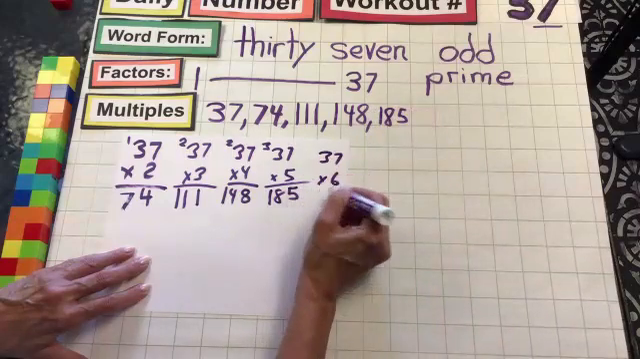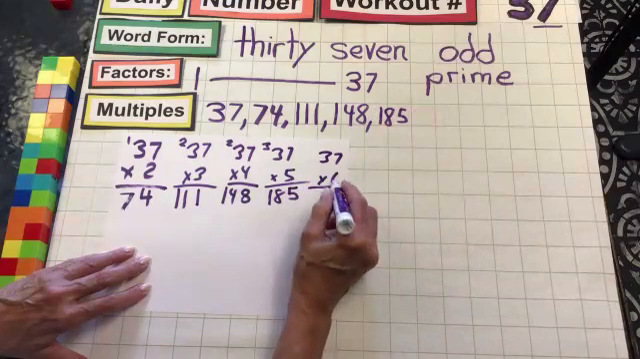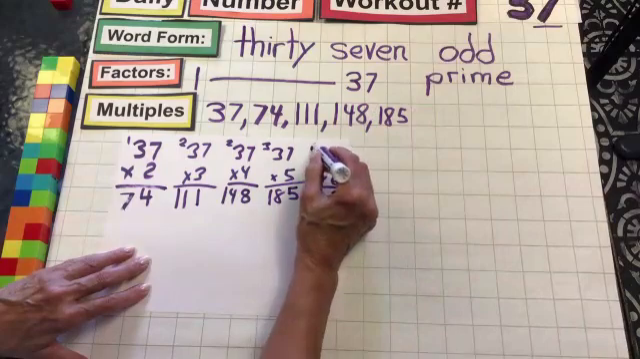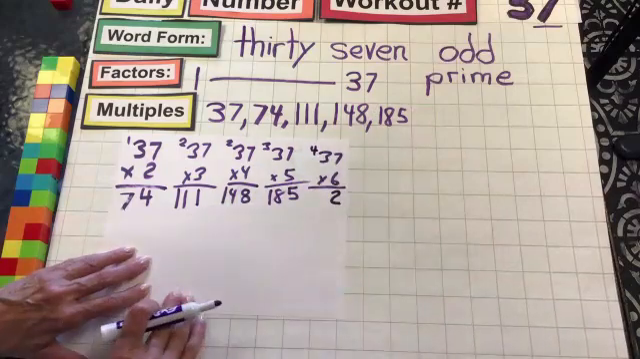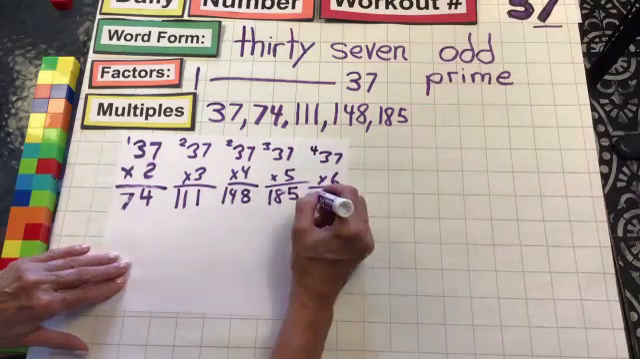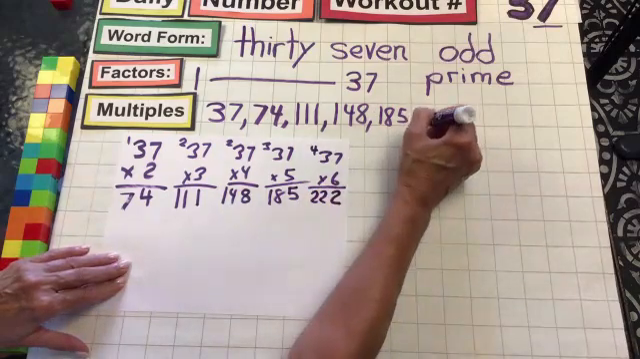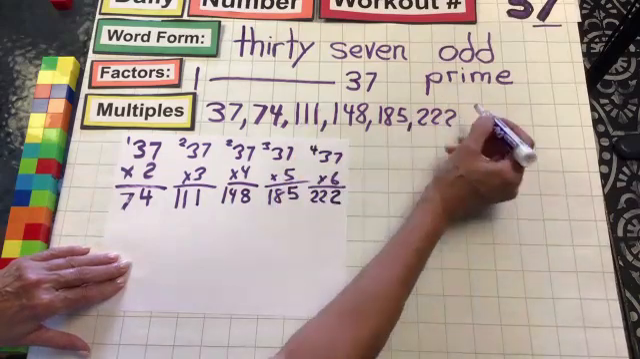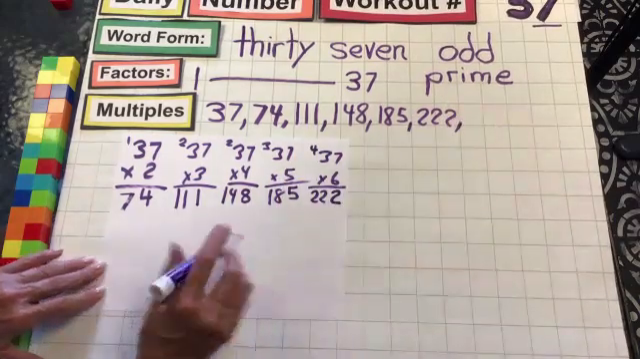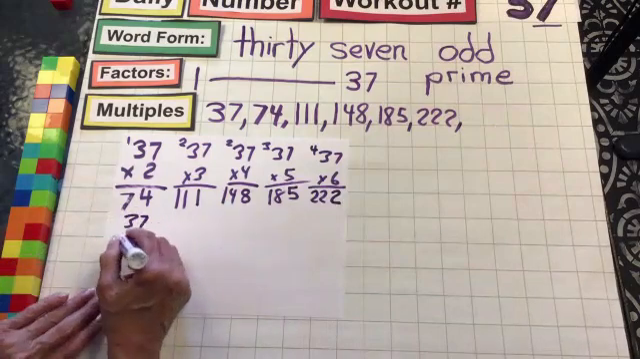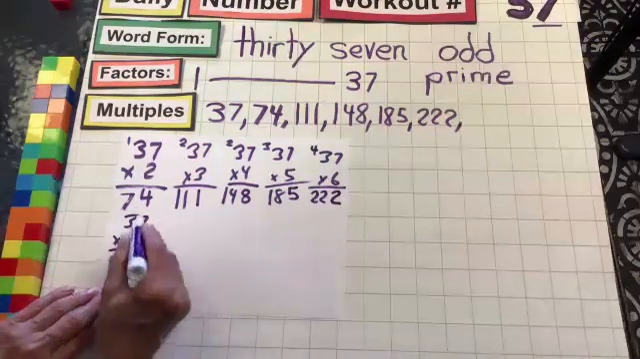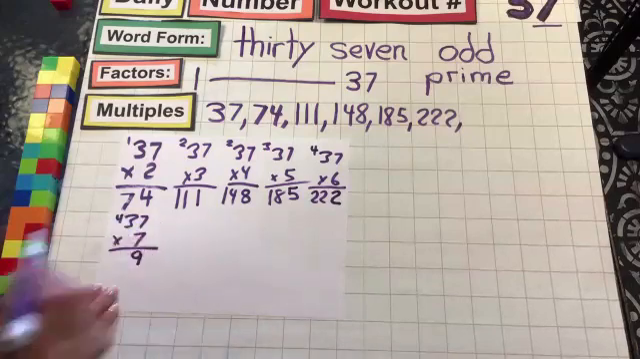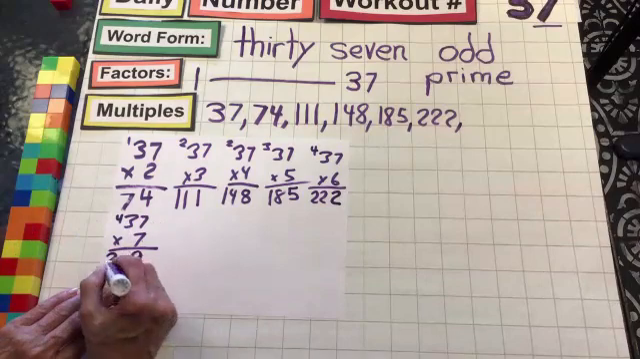37 times 6. 6 times 7 is 42. We drop the 2, carry the 4. 6 times 3 is 18 plus 4 is 22. Isn't that interesting how we doubled that one right here? All right, here we go. Let's do 37 times 7. 7 times 7 is 49. Drop the 9, carry the 4. 7 times 3 is 21 plus 4 is 25.